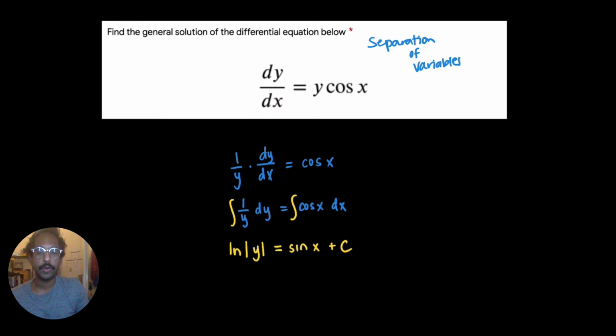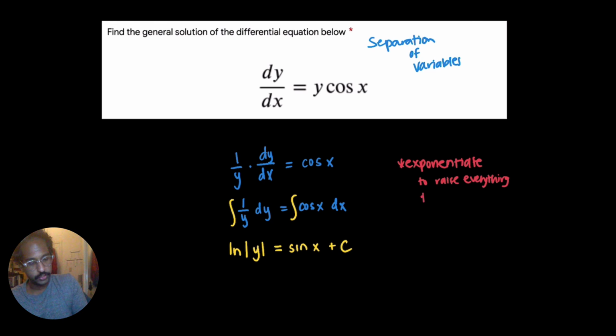All right, now what's next? We want to get y by itself, and the way we do that is we exponentiate. I'm going to write that here again. We are going to exponentiate, which means to raise everything to an exponent. So we're putting it all in the exponent. In this case, our base is going to be e, so we can get rid of that natural log. So e to the power of ln of y equals e to the power of, and we take everything and we put it into the exponent, sine x plus C.